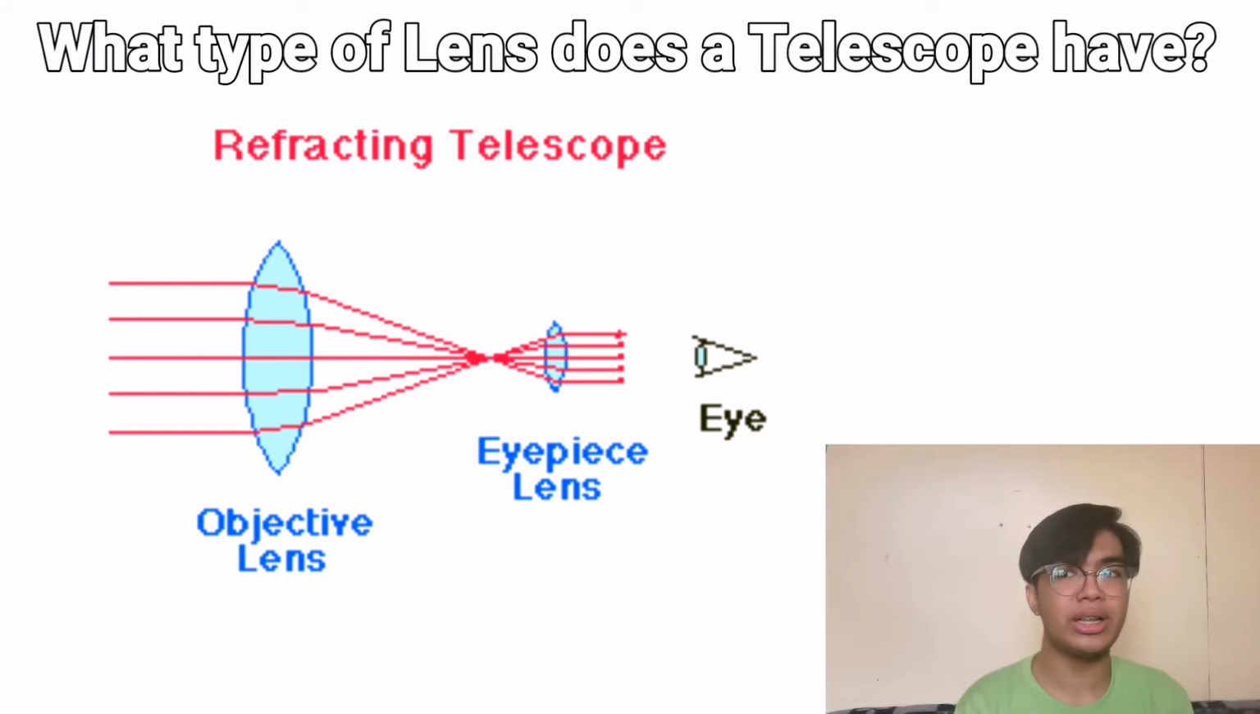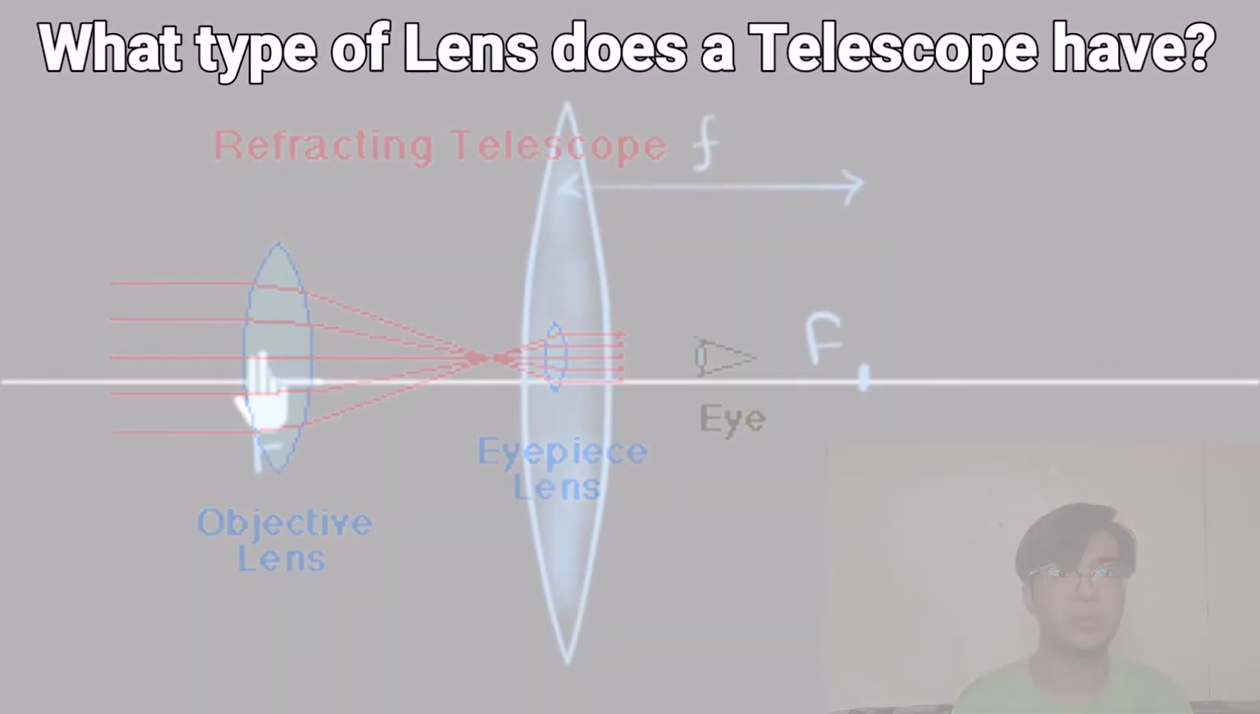This lens is thicker in the center than it is towards its edges, which bends the light more at the edge of the lens than light coming from the center. This lens can also be called the objective lens.